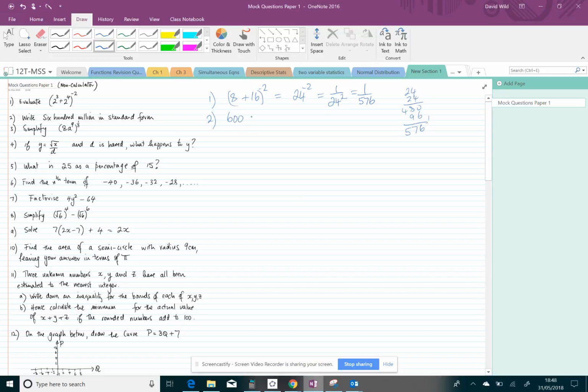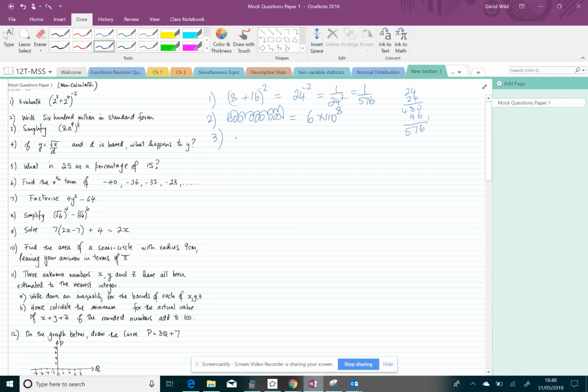Question 2. Write 600 million in standard form. 600 million is a 6 followed by 8 zeros. So we need to move the decimal point 8 places, which gives 6 times 10 to the 8.